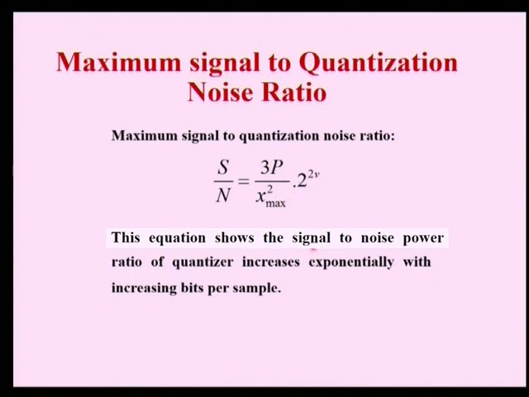This equation shows that the signal to noise power ratio of a quantizer increases exponentially with increasing bits per sample, that is, it is of the order 2 power 2v.